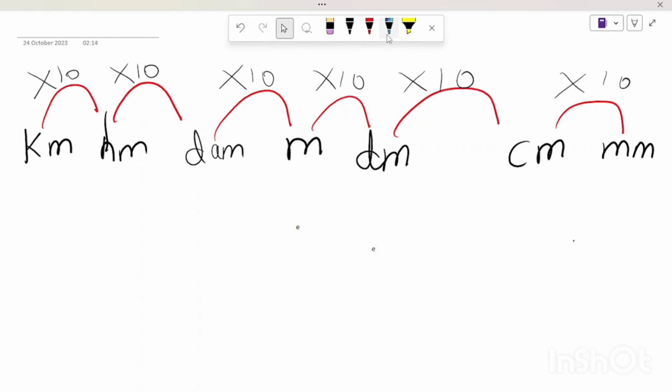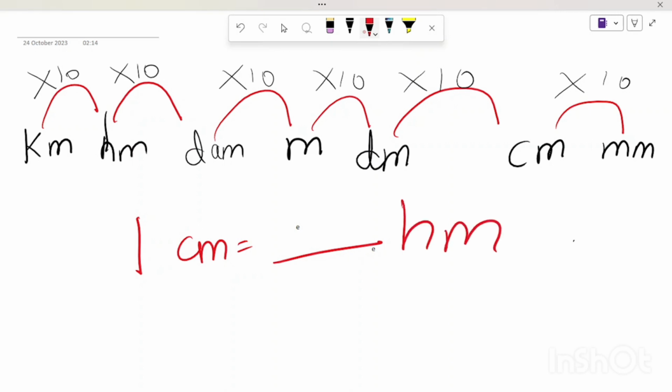Now we are going to change the pen. If I ask how much is 1 centimeter in terms of hectometer, we will see how many jumps we have to take. We have to go in the backward direction, because now we are going from a smaller unit to a bigger unit. So we will do 1, 2, 3, and 4 jumps.